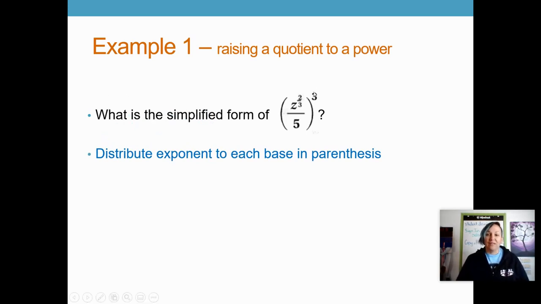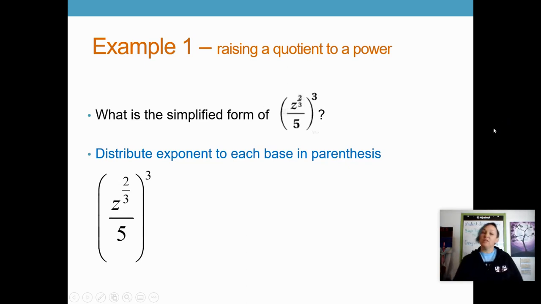So we'll start by taking that 3 and distributing it to the z and the 5. Don't forget that 3 was an exponent, so it still needs to be written as an exponent. It will be multiplied with the 2/3, which was already an exponent. And then when I give the 3 to the 5, it's going to be 5 to the power of 3, not 5 times 3.